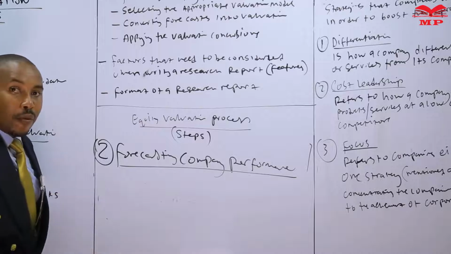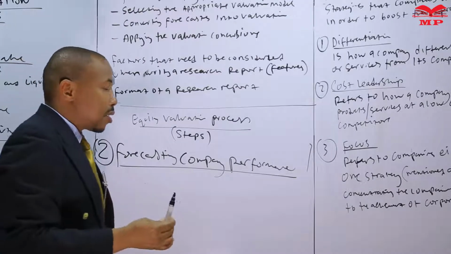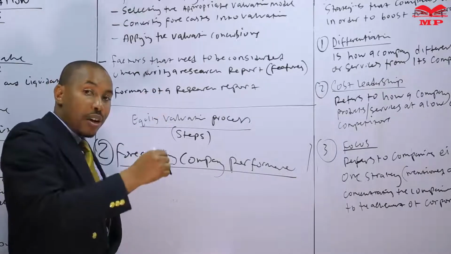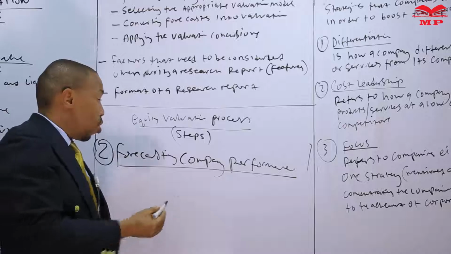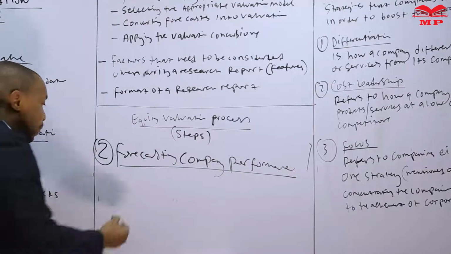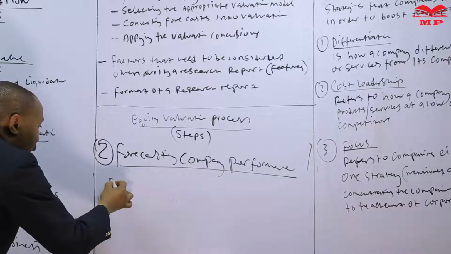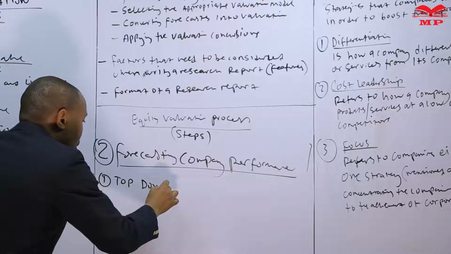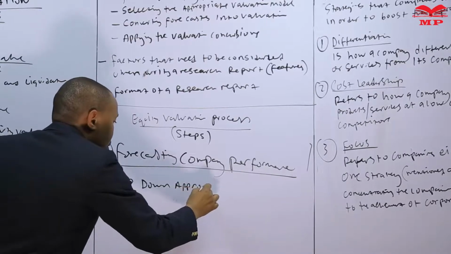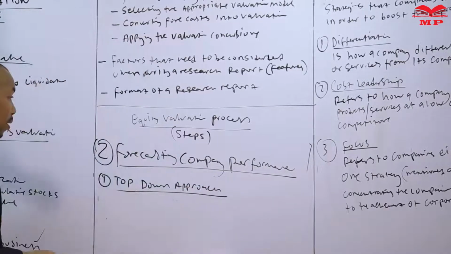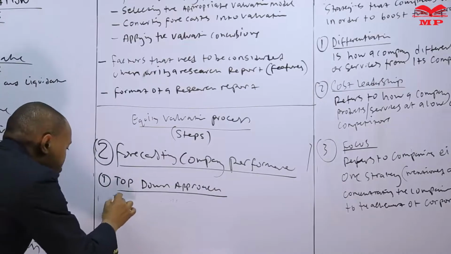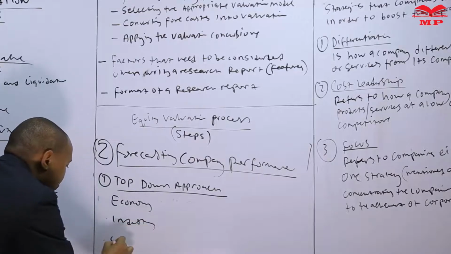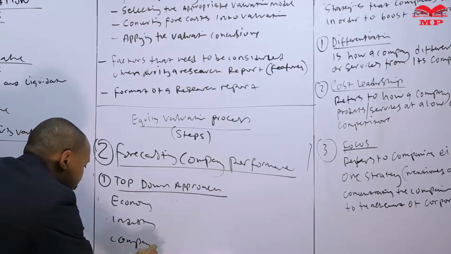Under forecasting of company performance, you or an analyst or investor will now concentrate on either a top-down approach or a bottom-up approach when forecasting company performance. So we will have number 1, top-down approach, forecasting company performance. So we have economy, industry, company analysis.